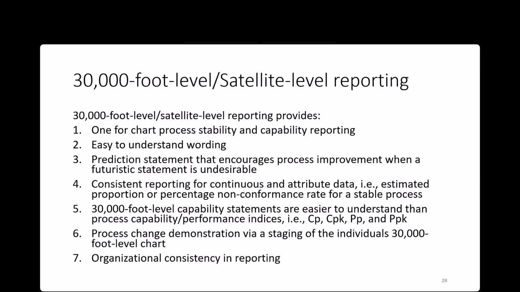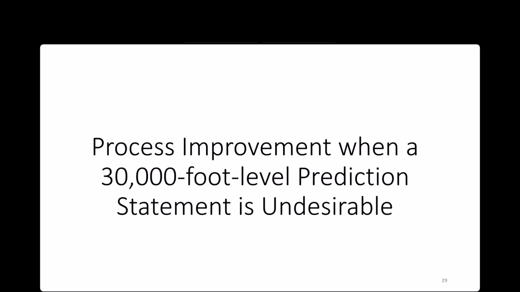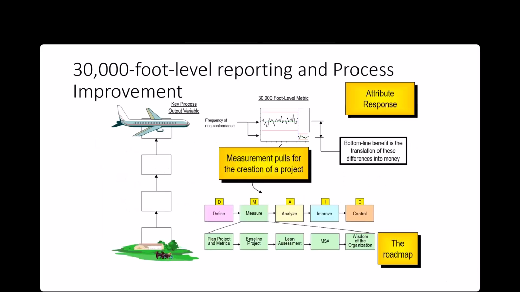Organization, consistency, and reporting. So you don't have the north wing of the building reporting metrics one way and the south wing of the building reporting a different way. Process improvement when a 30,000 foot level prediction statement is undesirable. 30,000 foot level reporting comes from, consider if you look out the window of an airplane in flight, the terrain below, you get a high level perspective of what's happening below. So that's how I came up with the terminology 30,000 foot level reporting.